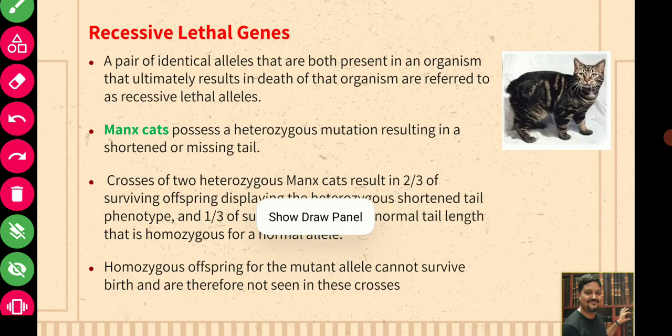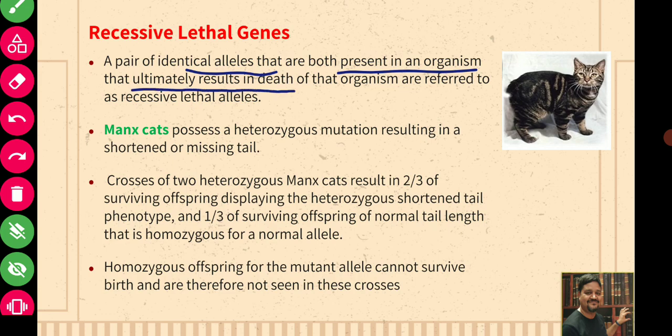Then recessive lethal gene. The name itself states that when the two copies of the recessive allele come together, only then will there be the death of the organism. Only then will it cause lethality. Otherwise, it will be masked under the influence of the dominant allele. So a pair of identical alleles, both present in an organism, that ultimately results in death of that organism are referred to as recessive lethal alleles.